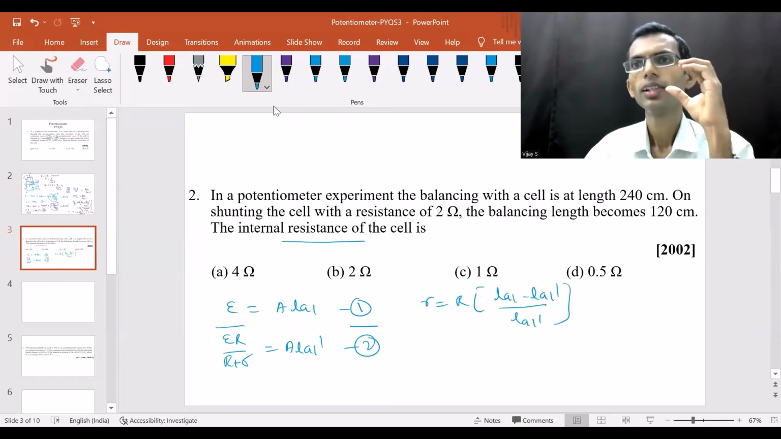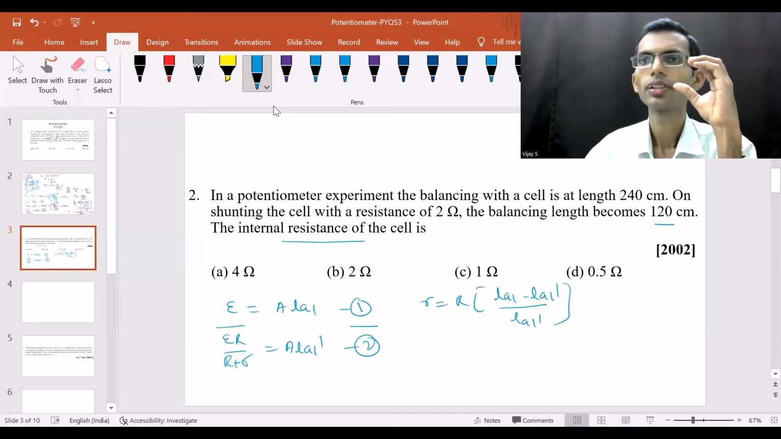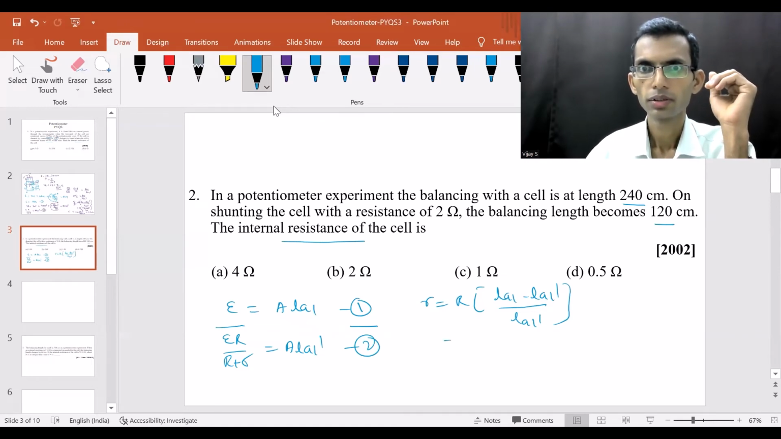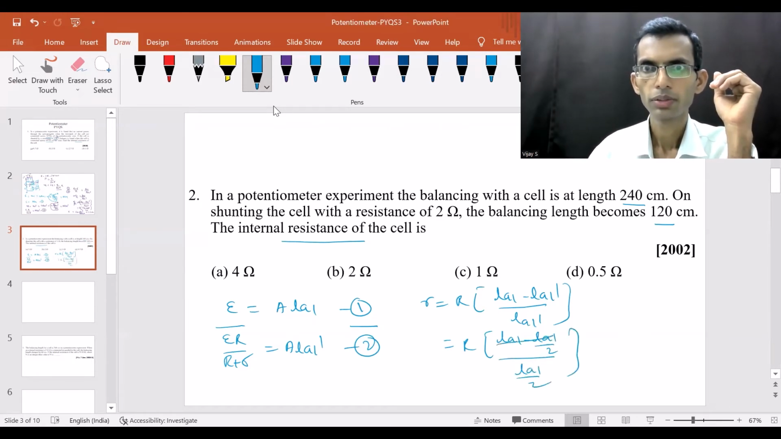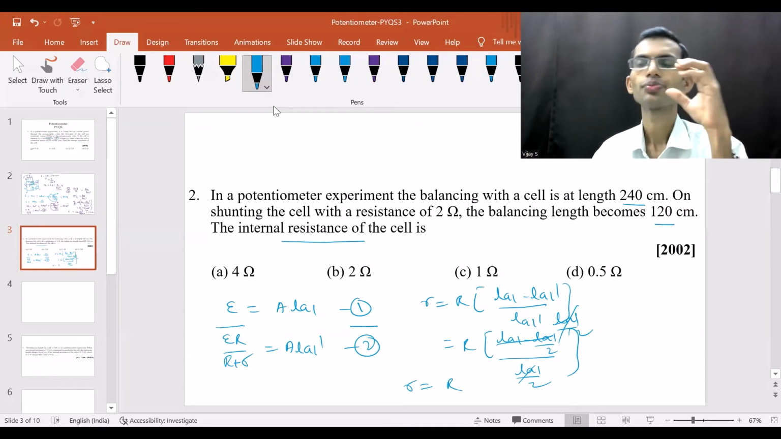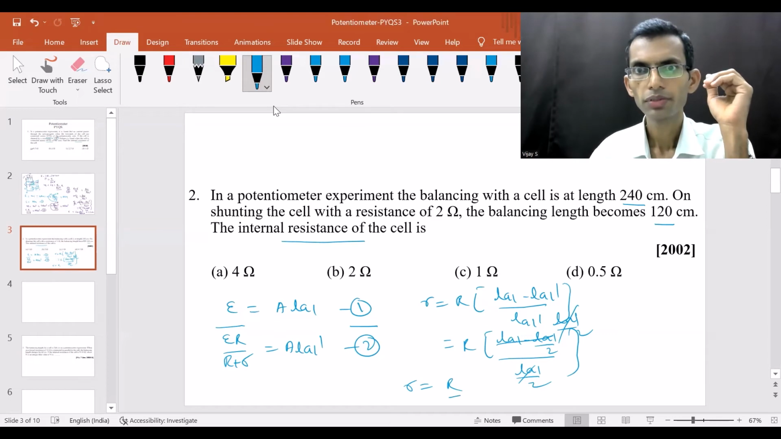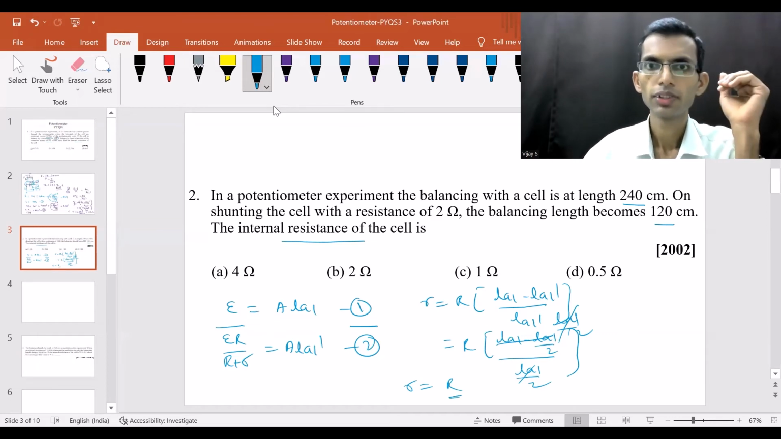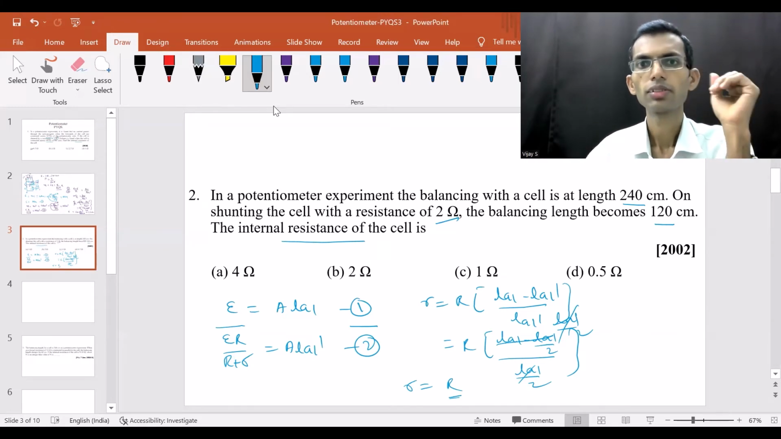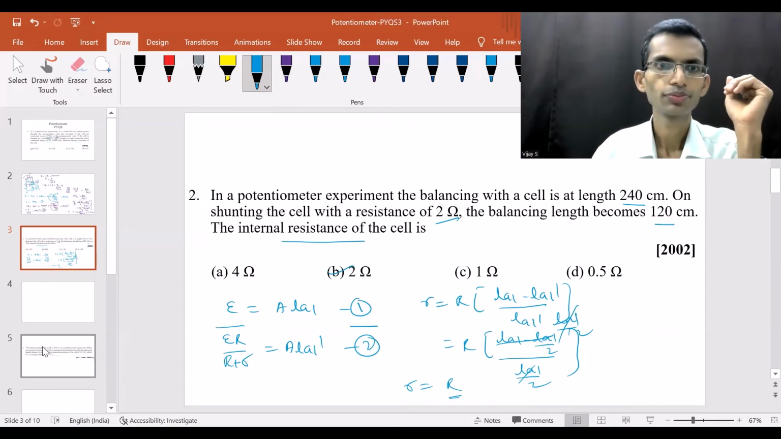Here you can see L1' is the balance length for the second case, exactly half of L1. So when we substitute, L1 minus L1 by 2 is L1 by 2, and the denominator is also L1 by 2. So this gets cancelled. What we are getting? r is equal to R. That means when the balance length becomes half, internal resistance becomes equal to the shunt resistance value, which is nothing but 2 ohm. So this is the answer. Right. Let us move to next question.